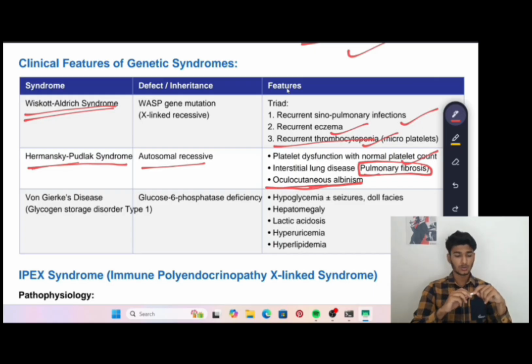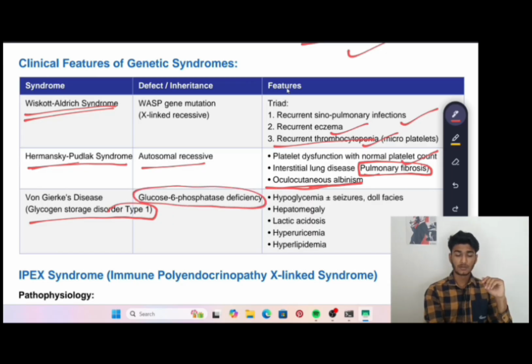Then we'll be moving on to von Gierke's disease. Von Gierke's disease is basically a glycogen storage type 1 disorder. Here, the enzyme which is affected, which is decreased, is glucose 6 phosphatase. It will lead to many clinical manifestations like doll-like face, seizures, hypoglycemia, hepatomegaly, lactic acidosis, hyperuricemia, hyperlipidemia.